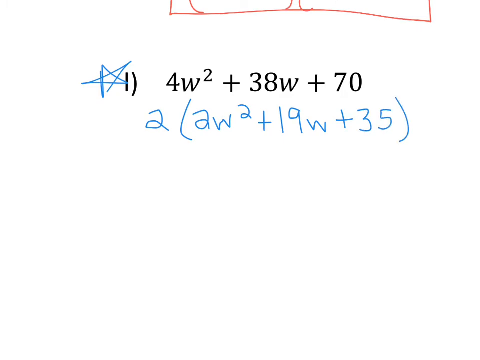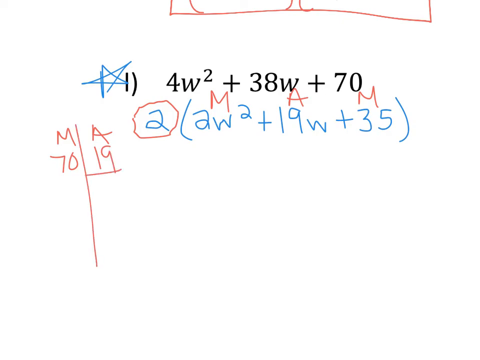Another good reason to pull out the GCF is it makes your numbers smaller on the inside of your parentheses, which makes it a little bit easier to find factors, okay? Okay, we're going to ignore this 2 for now, but we're going to come back to it later, okay? Don't forget about it. I'm going to label MAM. The M is 70, and the A is 19. Okay, well, I have 7 and 10, which adds to be 17.